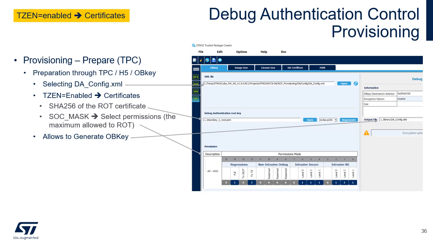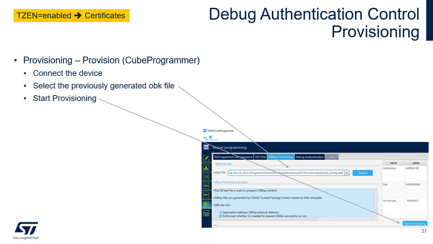The following information is required: DA-config XML file describing the OBK region structure. The SHA-256 of the ROT certificate is provided by the file key1root.pem in this example. The SOC mask is defined through a bitmap that can be programmed in the GUI. The OB key is then generated and output in the da-config.obk file.